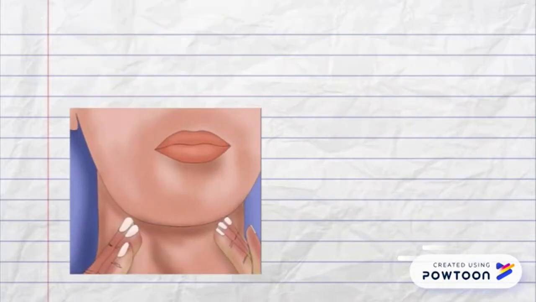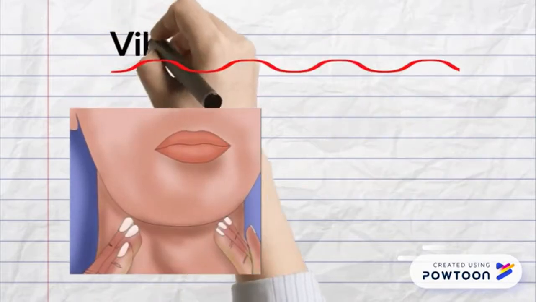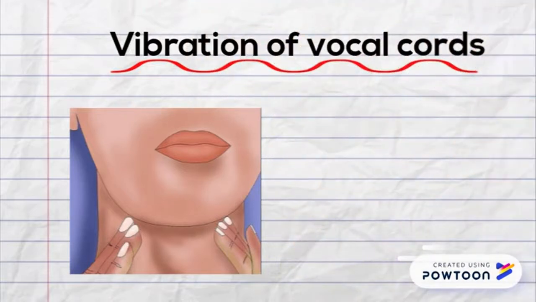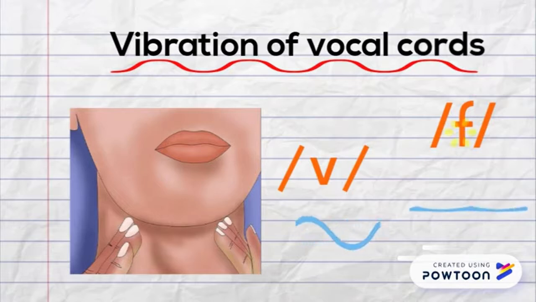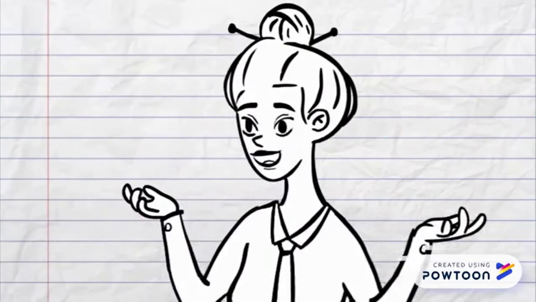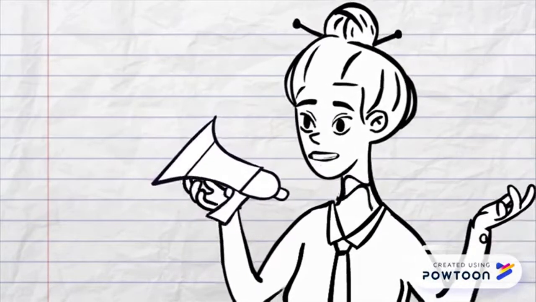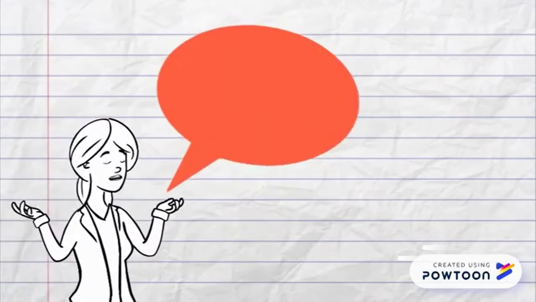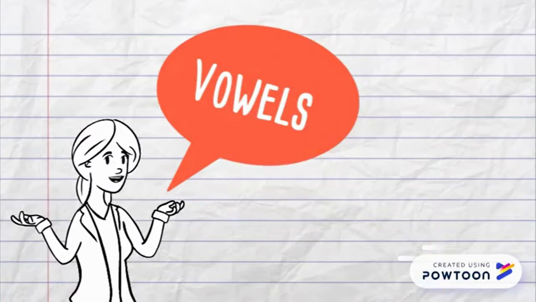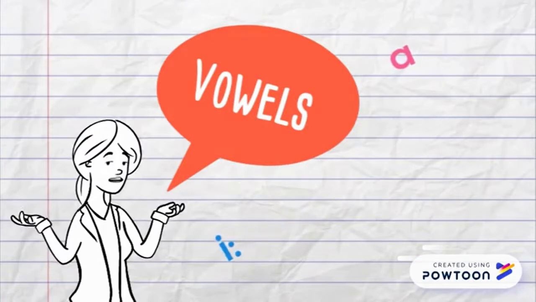If you place your hand on your neck, you will feel the vibration of your vocal cords. Try producing the sound of the letter V repeatedly. V. Now try producing the sound of the letter F repeatedly. F. This way, you will be able to notice the vibration of your vocal cords to distinguish the difference of unvoiced and voiced sounds. On the other hand, vowels are the sounds produced when a voiced airstream is shaped.